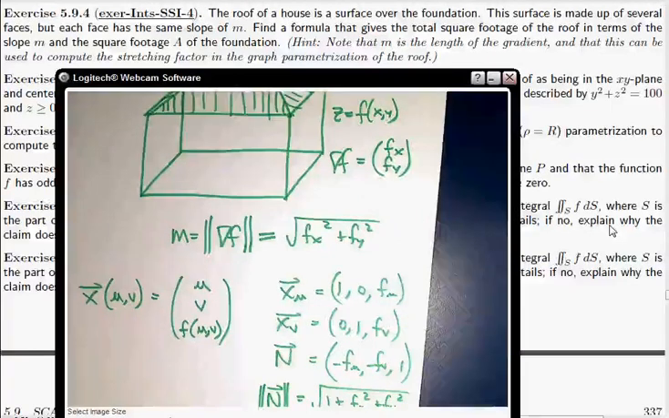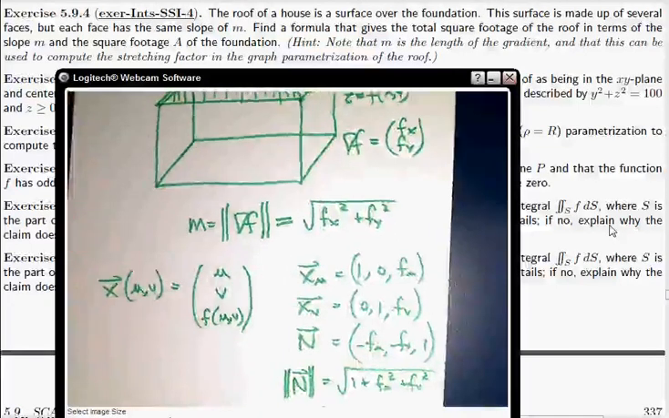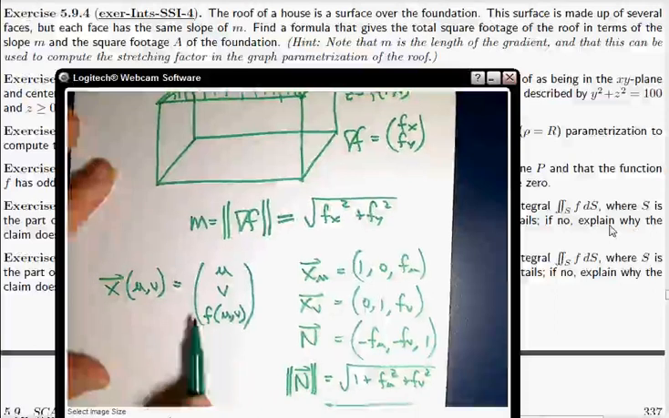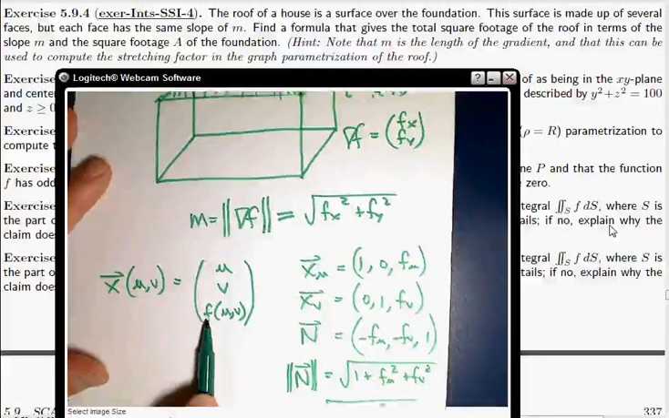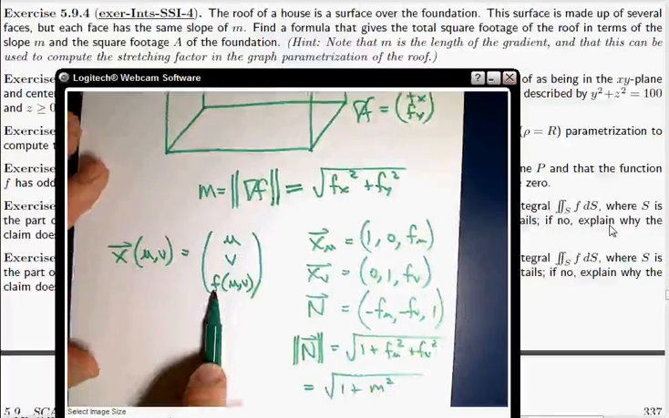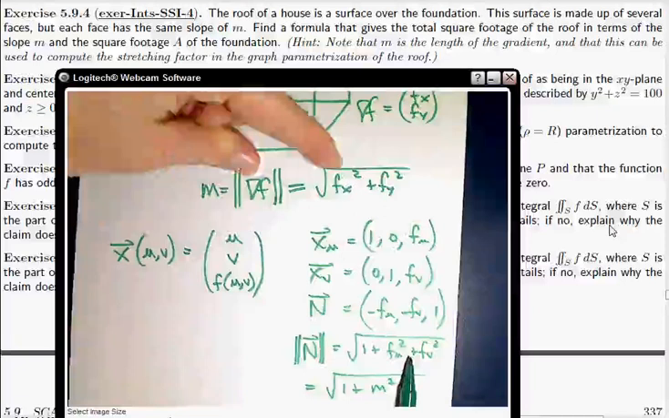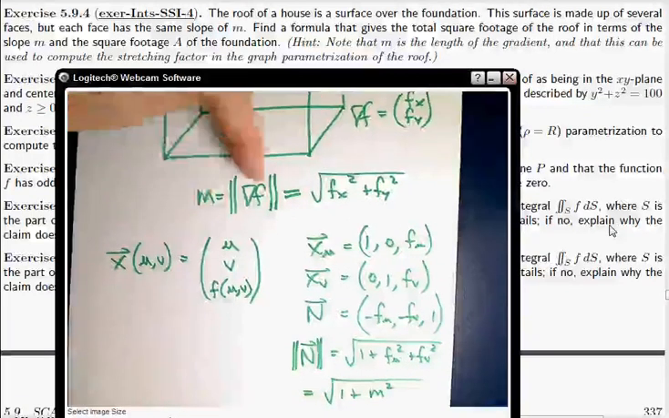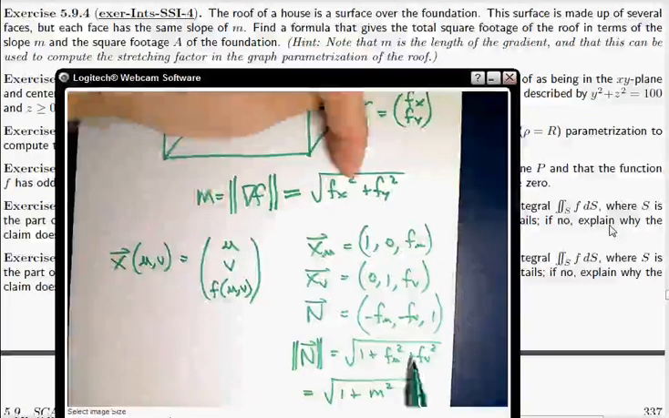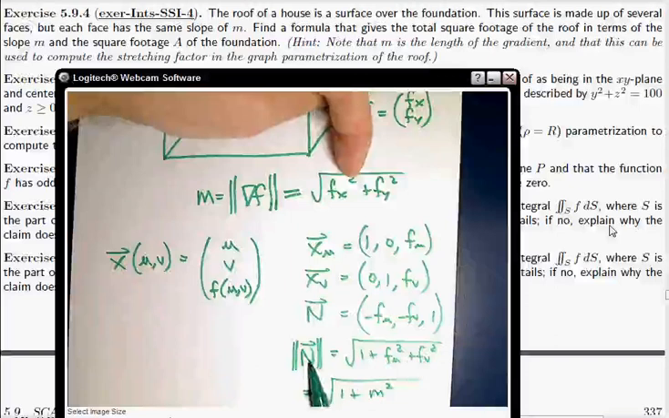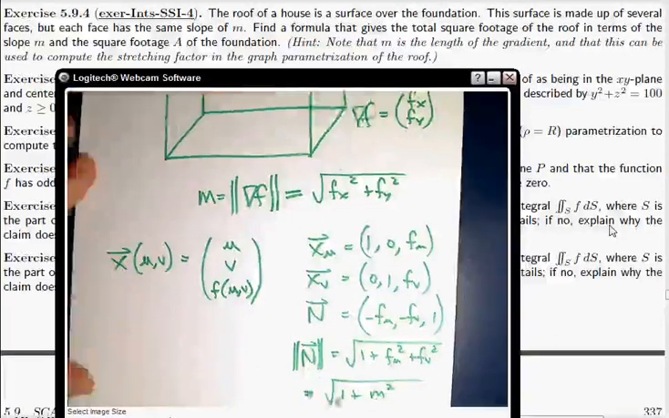Okay. So what's weird is we kind of proceeded on this problem a little bit blindly for a while, not knowing how it was going to work out, given that I don't know what this function is. It seemed like we were moving around in the dark, but it just ends up that the known length of the gradient relates directly to the stretching factor that we're using. Okay. So square root of 1 plus m squared.